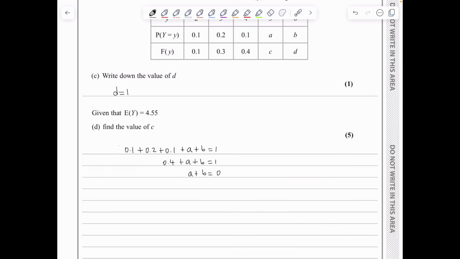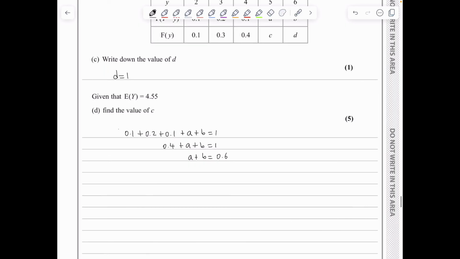Now the expectation of Y will simply be found by calculating the products of the values of Y together with the associated probabilities and adding up the pairs. So it's going to be 2 times 0.1 plus 3 times 0.2 plus 4 times 0.1 plus 5 times A plus 6 times B. So we've got that the expectation, which is given to be 4.55, is equal to 1.2 plus 5A plus 6B, and therefore we obtain that 3.35 is equal to 5A plus 6B.